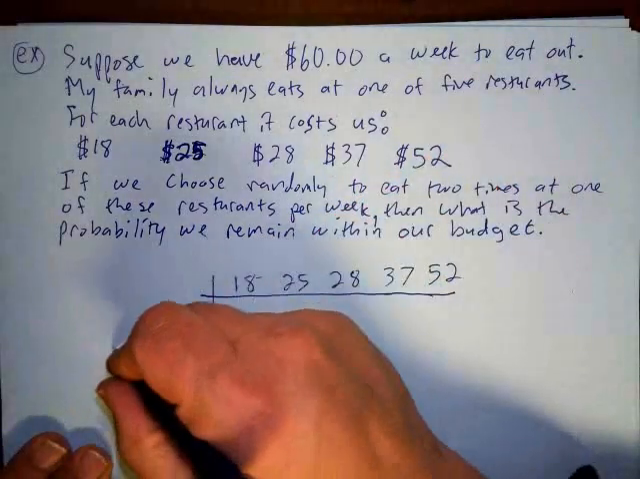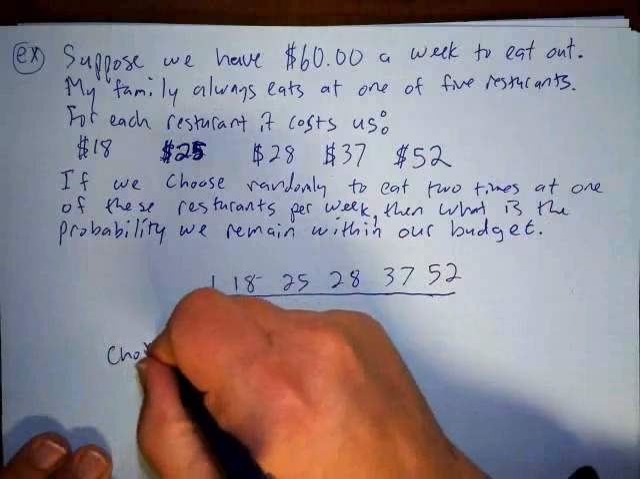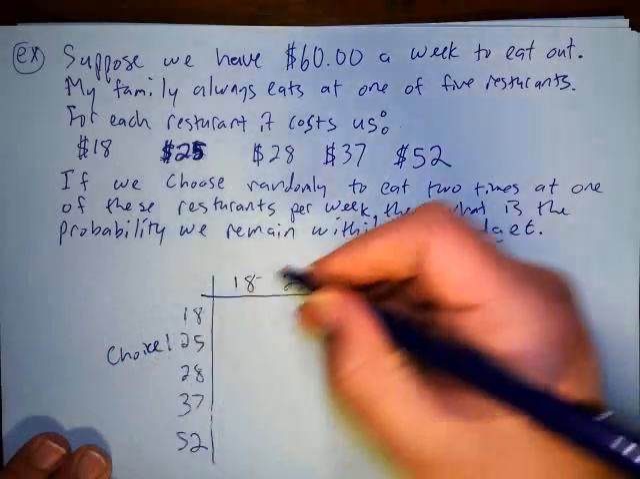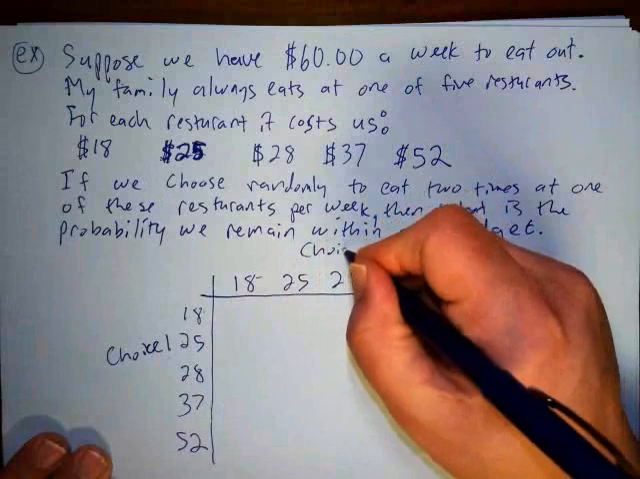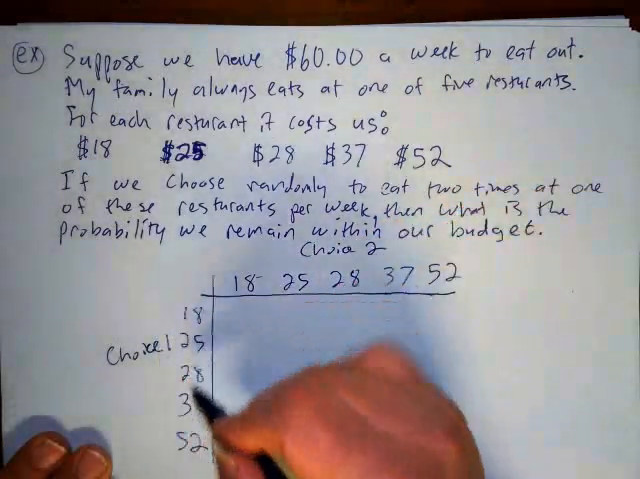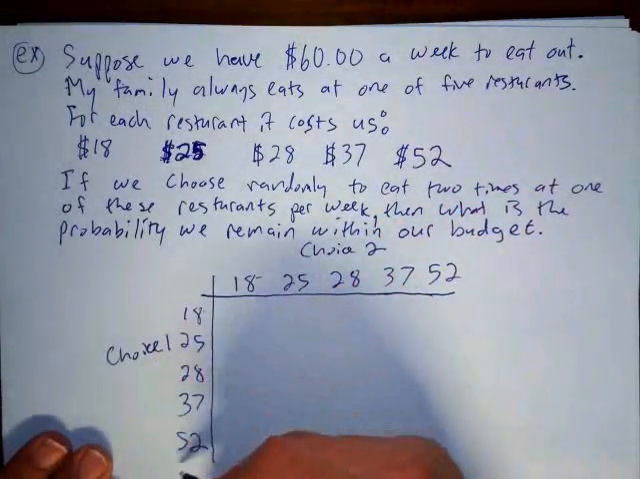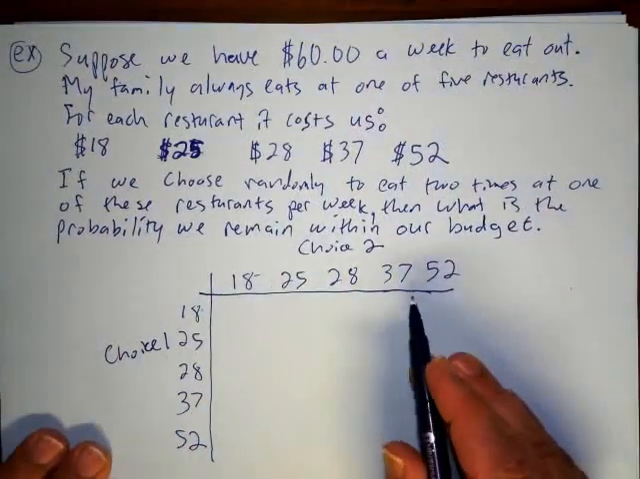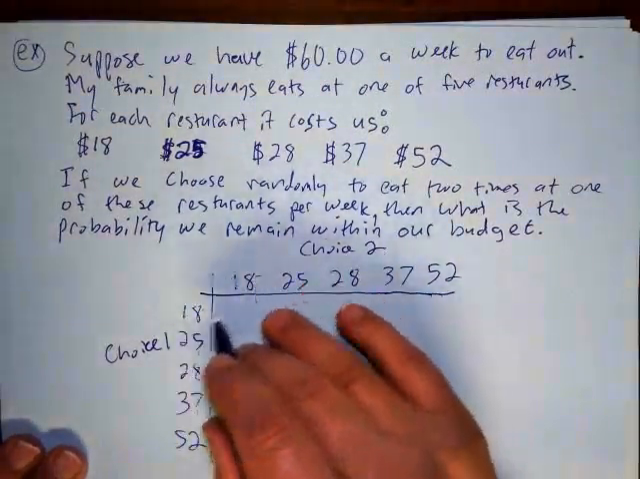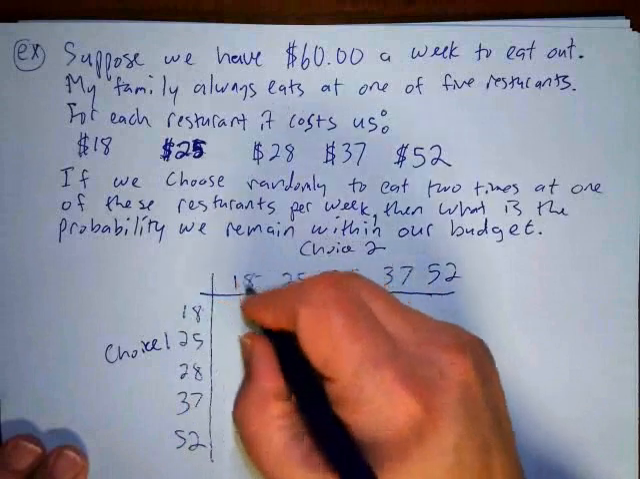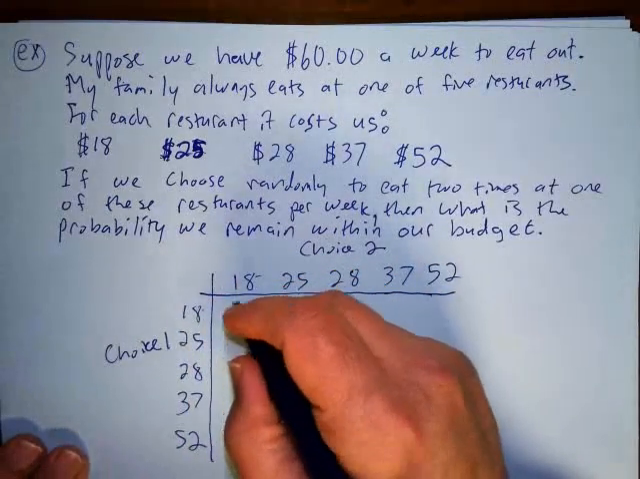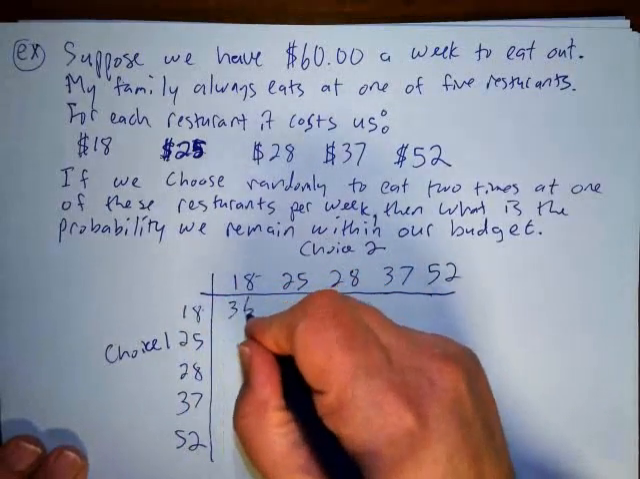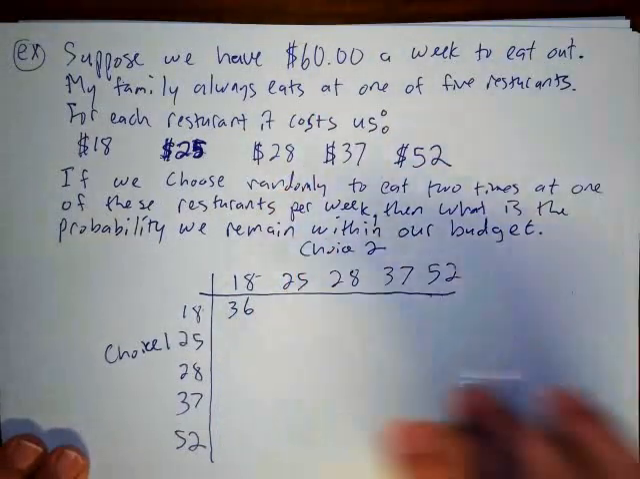This would be choice 1, and up here would be choice 2. This would be like the first time we ate out, we randomly select one of the restaurants. This would be the second time we ate out. So 18 plus 18, if we chose the cheap restaurant both times, that would be $36. And we'd definitely stay within our budget, right?